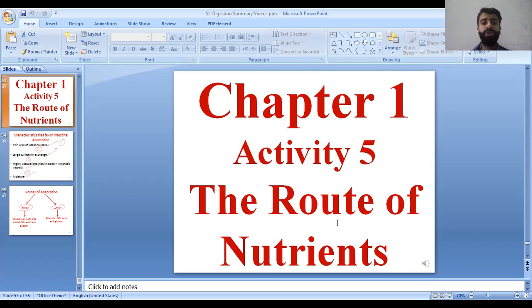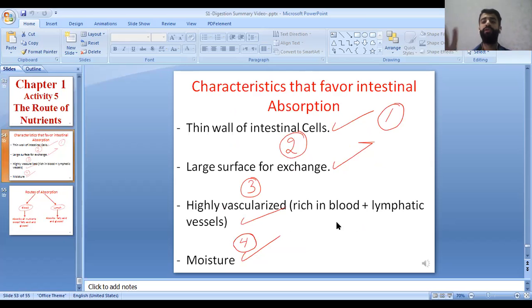Moving to the route of the nutrients, you have to know that there are four important characteristics. We have to study these characteristics of the intestinal absorption. Number one, we have thin wall of intestinal cells. Number two, large surface of exchange. Number three, highly vascularized, it's rich in blood vessels and lymphatic vessels. Number four, it's immature. So these four characteristics, we have to study them.